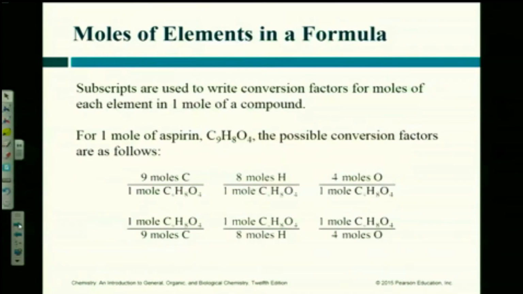Well, if that's true, then we can write all of these conversions from that. 1 mole of aspirin contains, these first 2 are for carbon, right? 9 moles of carbon for every 1 mole of aspirin. Doesn't matter which way we write it, you can flip it upside down. Same thing for hydrogen and oxygen. So there are 6 possible conversions that we could do using this. How do we choose which one we're going to use? Depends upon what we're given and where we're trying to go to. It's not that simple, right? You got to know something about the problem. And you got to make an informed decision.